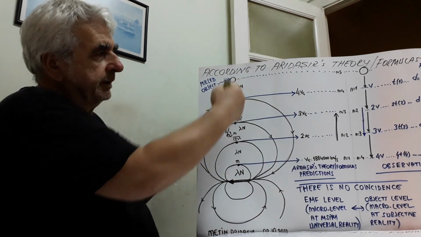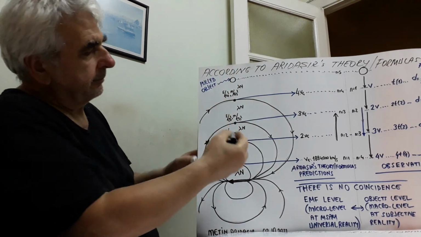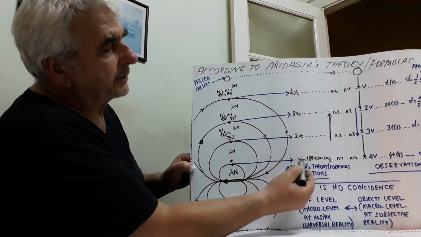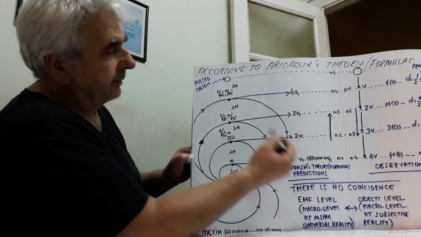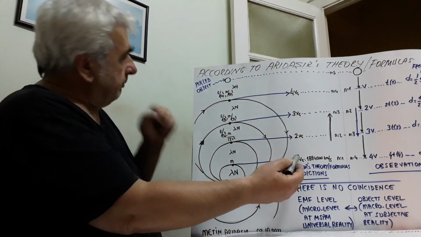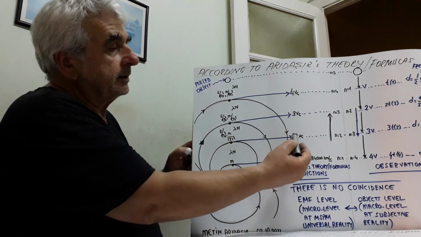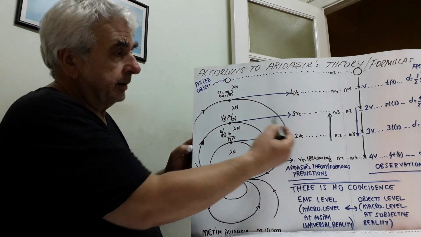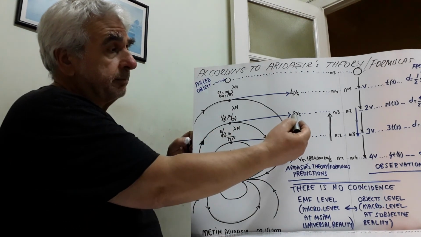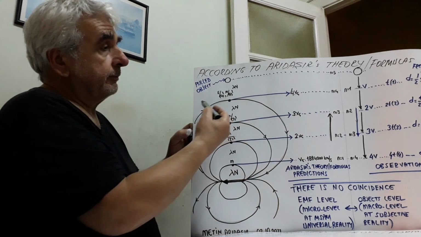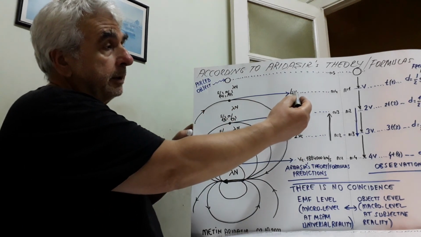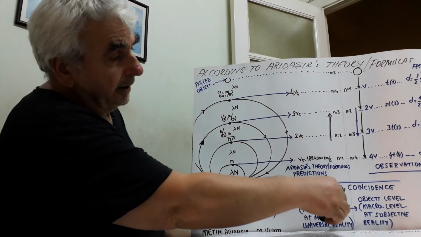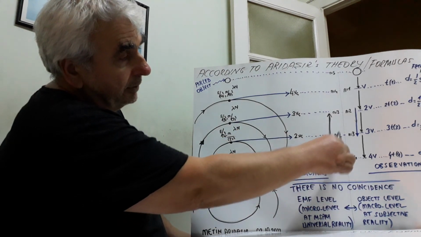Say it is pulling this, okay? Here, for the first cycle, its linear velocity is 2 pi c. For the second, 2 multiplied by the linear velocity. For the third, 3 multiplied by the linear velocity. For the fourth, 4 multiplied by the linear velocity, okay? N equal 1, N equal 2, N equal 3.